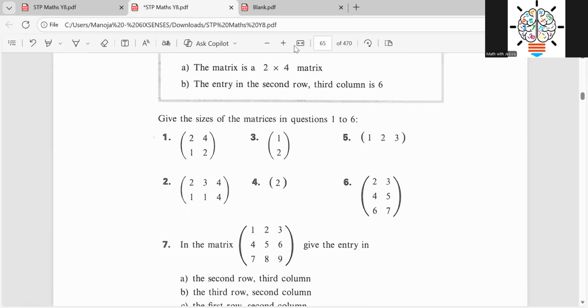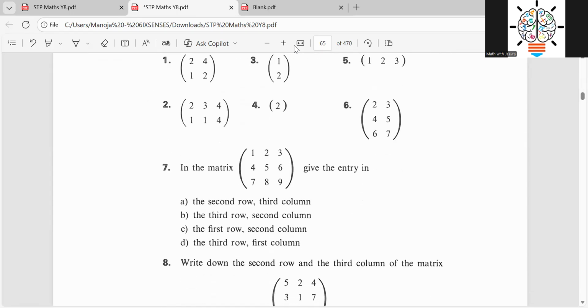Question number 5. The matrix is a 1 into 3. We have only one row and 3 columns. And the last one, question number 6, the matrix is a 3 into 2. We have 3 rows and 2 columns. Always we want to talk about the number of rows and the number of columns, right? Okay, so we will move to question number 7.